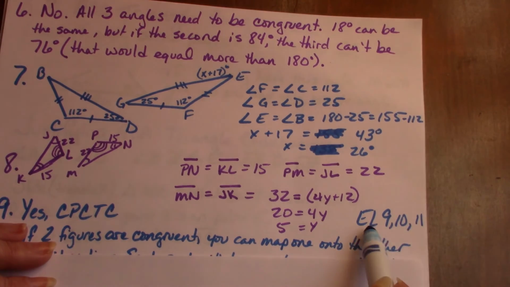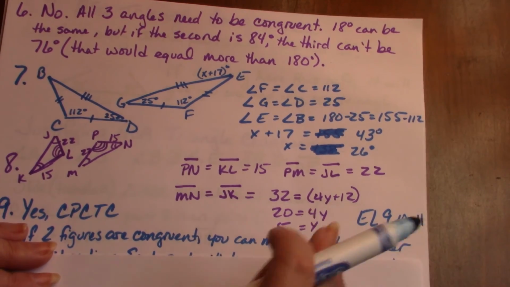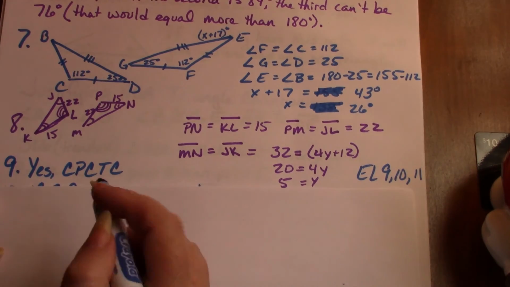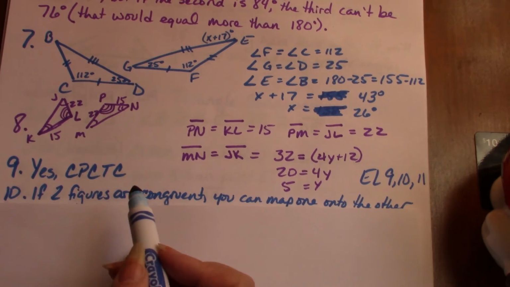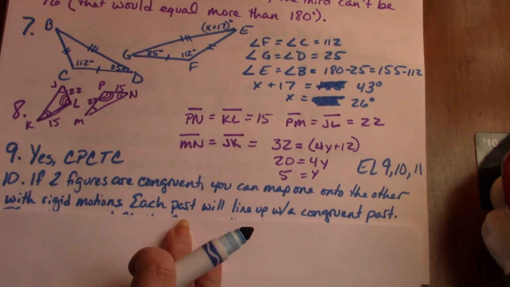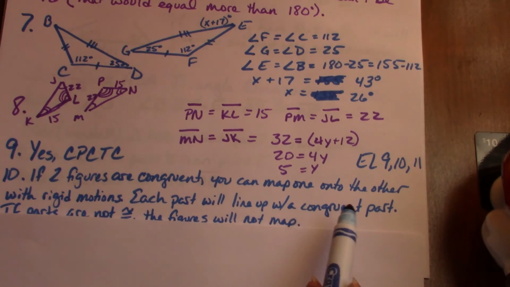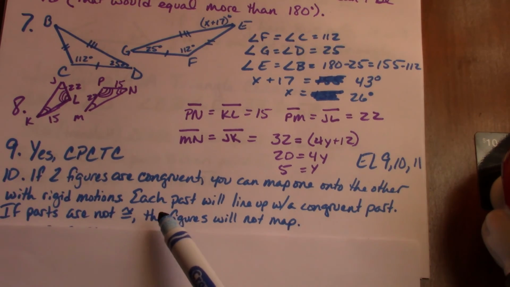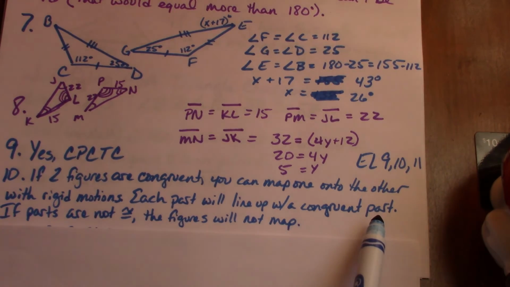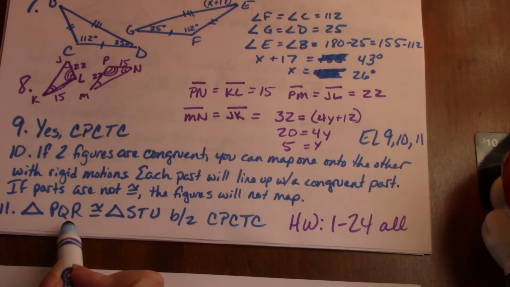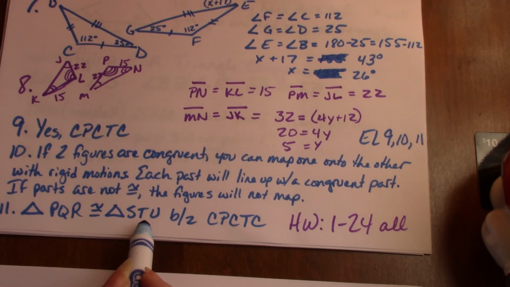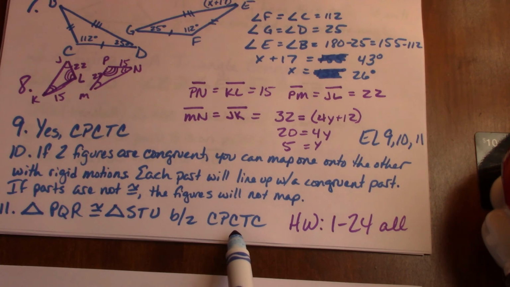And pause here, please, and do elaborate numbers 9, 10, and 11. Number 9 is yes, because corresponding parts of congruent triangles are congruent. Number 10, if the 2 figures are congruent, you can map one onto the other with rigid motions. Each part will line up with a congruent part. If the parts are not congruent, the figures will not map. And number 11, triangle PQR is congruent to triangle STU because corresponding parts of congruent triangles are congruent.